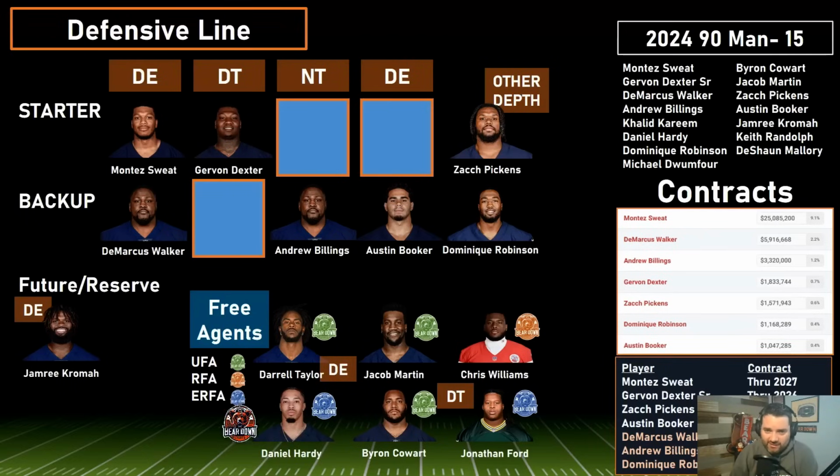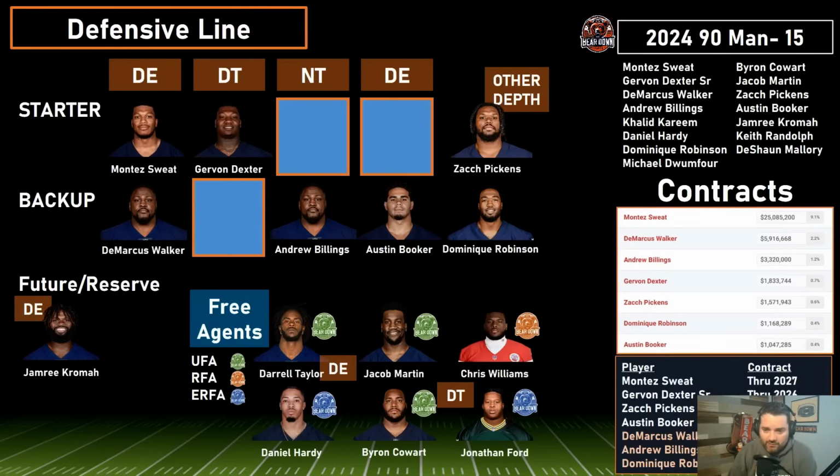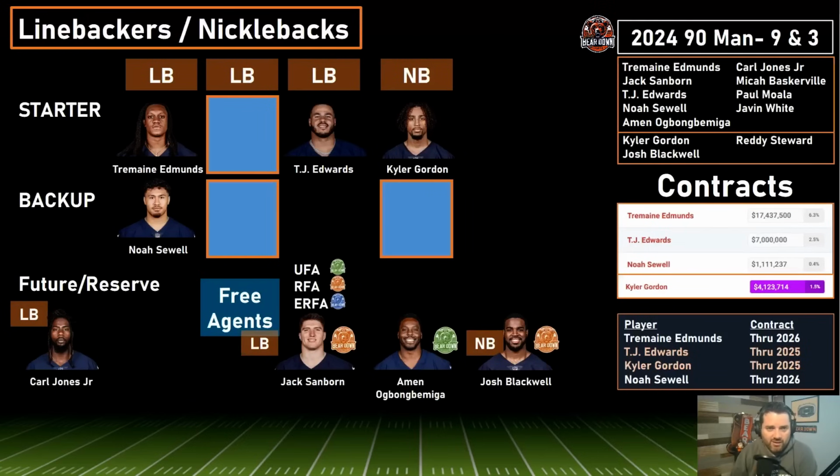So I would love to see Daniel Hardy retained, but kind of over in one of these spots. Take Dominique Robinson's spot and cut Dominique Robinson. That's just a person. We're getting into the speculation part of the video where I'm going to give a few speculations, but I think Daniel Hardy would be great and awesome on special teams as well. So move forward just a little bit more here.